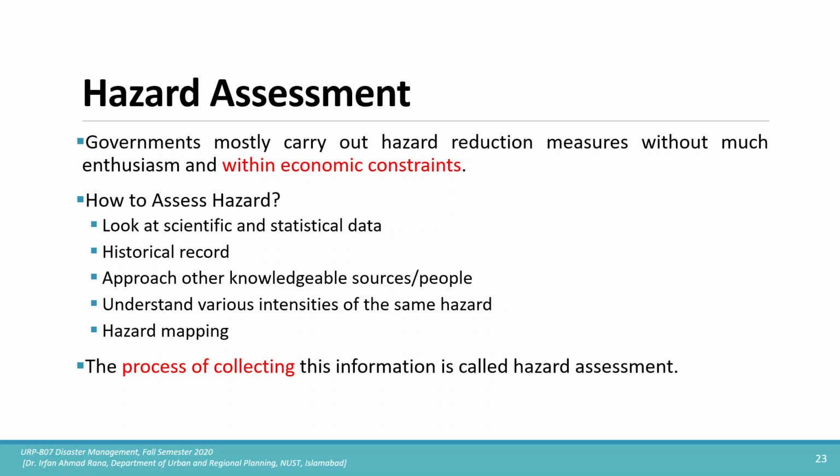Now the process of collecting all this information, the magnitude, the duration, all these different factors or indicators, are generic parameters, dimensions and characteristics. And this process of consolidating this information is basically the hazard assessment.